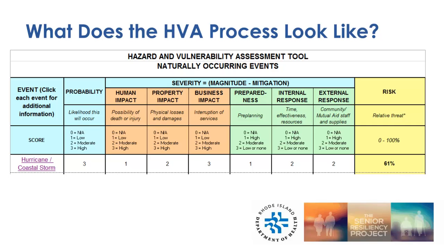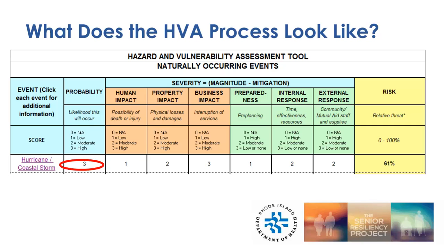Let's run through the process for one event in the naturally occurring hazard section, a hurricane, for a fictitious Rhode Island long-term care facility in Providence. Based on the factors just described, we'll rate the probability of a hurricane in Providence as moderate and enter a 3, since hurricanes are a meteorological phenomenon that have historically impacted Rhode Island with regular frequency.